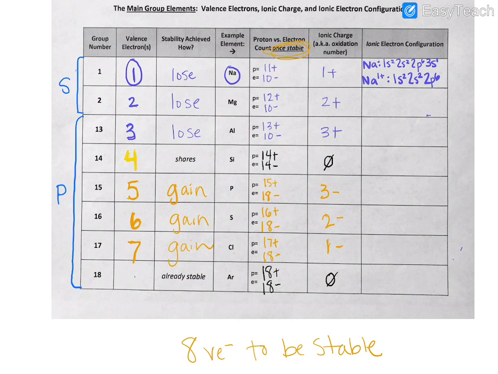So there you go. You can see that once an element becomes stable and loses or gains electrons, that new electron count has to be represented in the ionic electron configuration. So this is what we're looking for when we say ionic electron configuration.